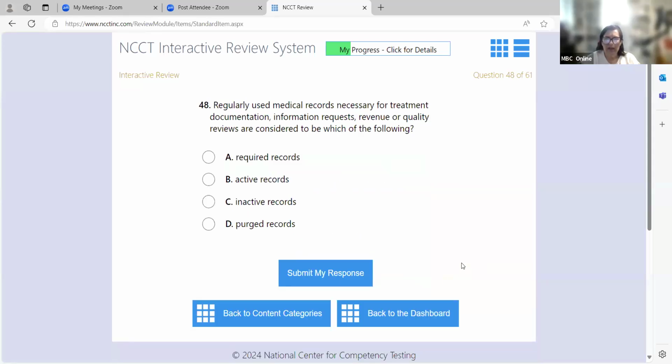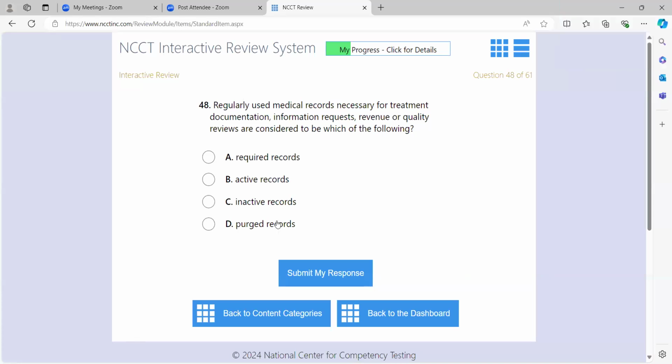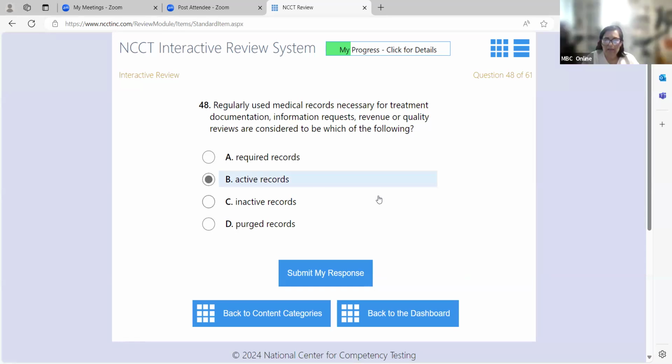Regularly used medical records necessary for treatment, documentation, information requests, revenue, or quality reviews are considered to be which of the following? A, required records, B, active records, C, inactive records, or D, purged records. So these are the records that are used regularly. If they're used regularly, what do you think they are? B. Anything else? B.